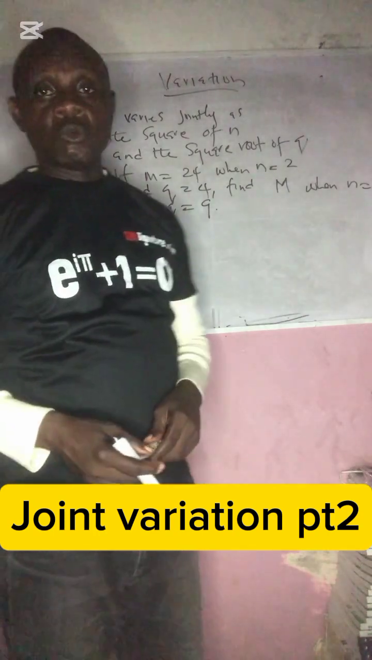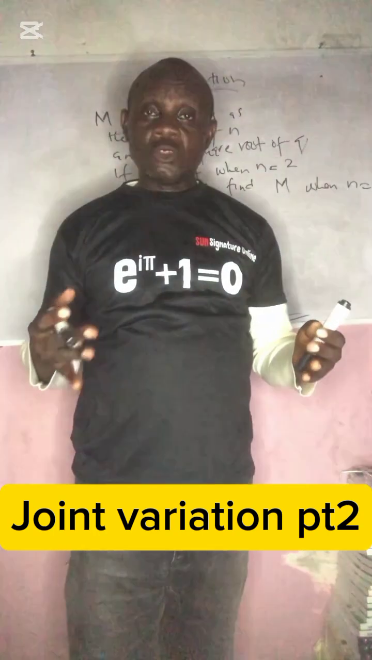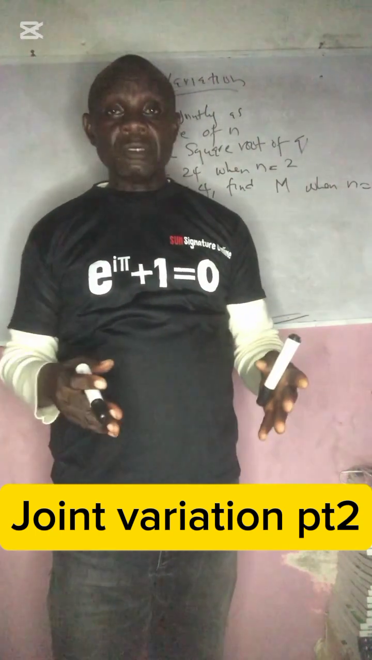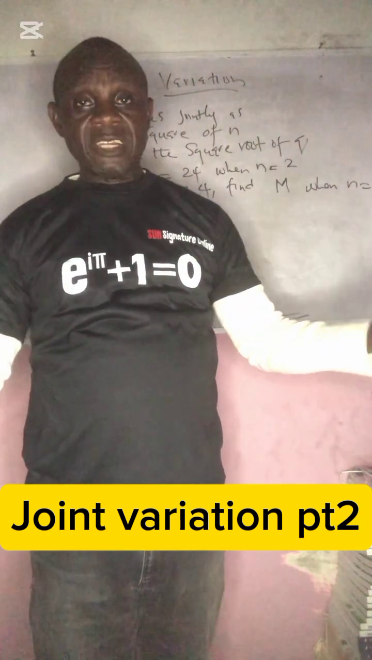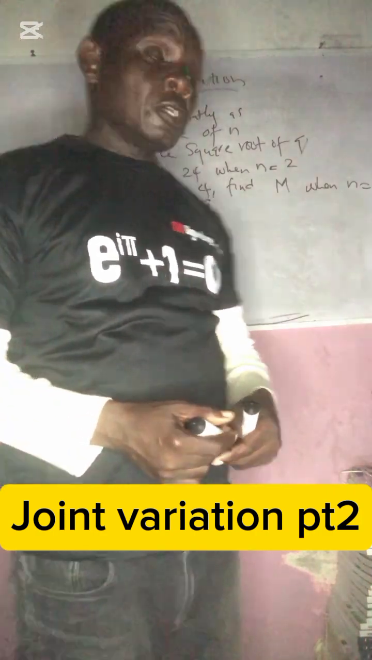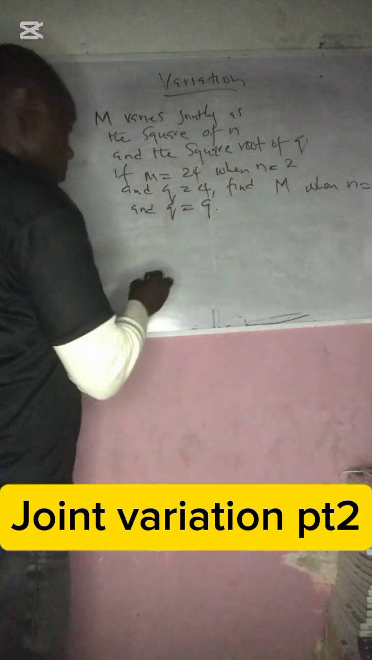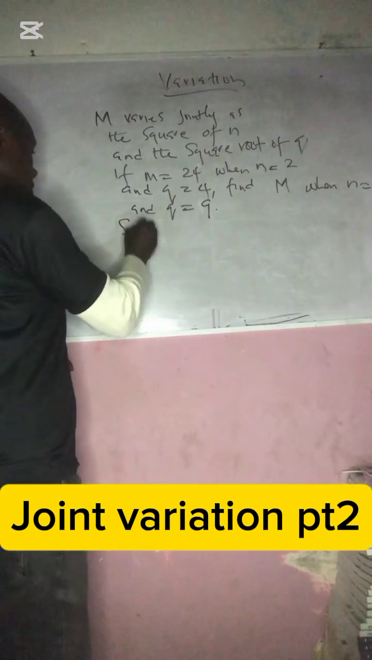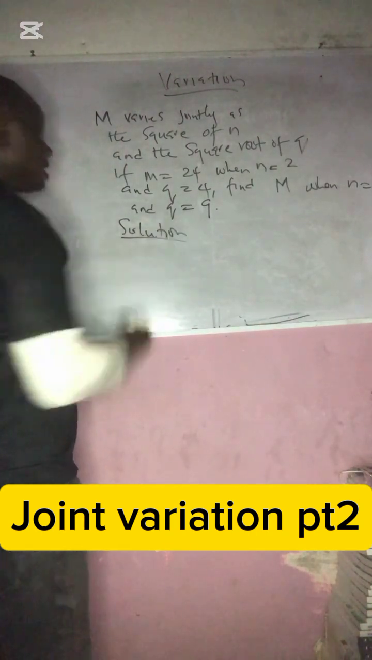Now, a joint variation is a relationship that exists between one or two variables, okay? It can be two or more variables. Let me just put it that way. So now, mathematically, we can write the mathematical relationship.